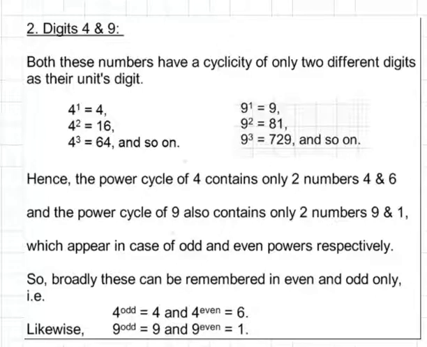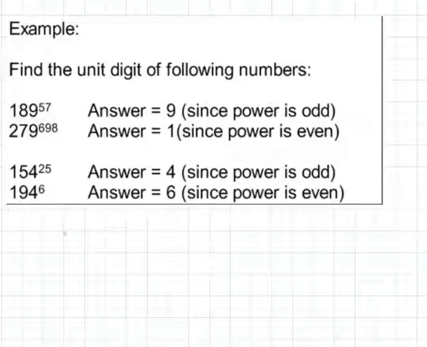The same condition applies for 9. So 9 power any odd number, like 9 power 1 or 9 power 3, is going to end in 9. And 9 power 2 or 9 power 4 or 9 power 6 is always going to end in 1. Next, the examples are here. You can just see these examples for 9 power, you have these categories.